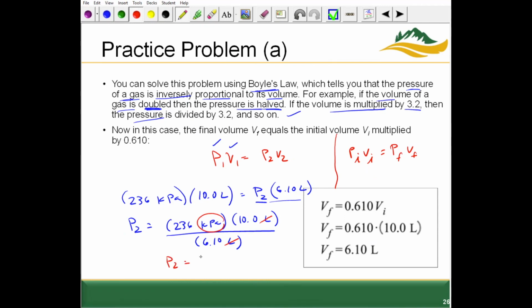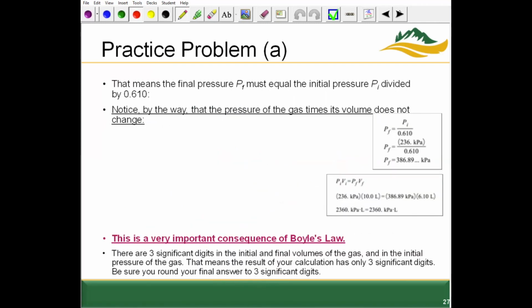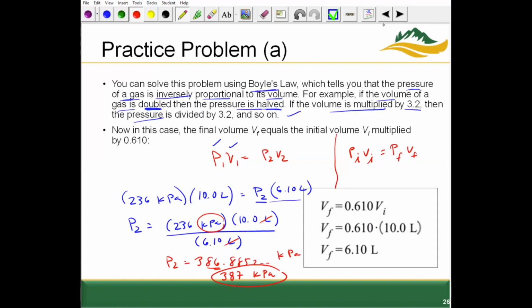That is equal to 386.885 etc. units of kilopascals. To get this into 3 sig figs, that would be 387 kilopascals. So in ALEKS, the presentation of solving this is a little bit different, but generally we get to the same equation here. I kind of did it all in one step, but you could also break it up into steps.